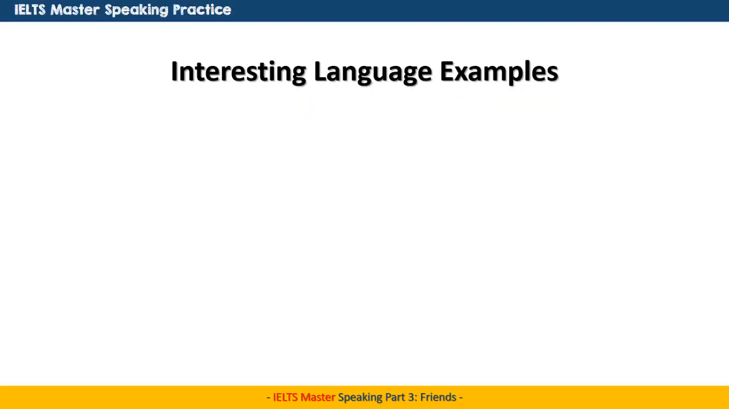All right, let's take a look at some interesting language examples that I picked out. The first one is, I think my first instinct would be. Now, that's a nice expression. I use this when I'm thinking of something, I'm not quite sure. I don't have a really strong answer, but I want to give you my first opinion. I'm not giving you my well thought out plan that I've had for a long time. It's just my first instinct, my first idea, my first opinion.